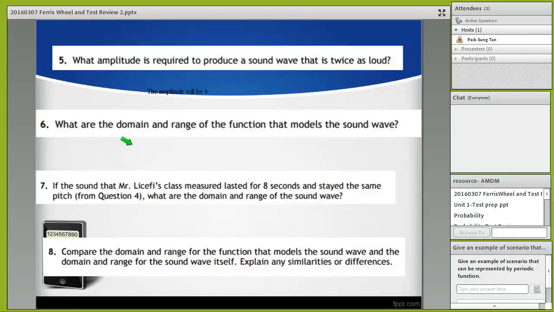What is the domain and range of the function to model the sound wave? For a general sound wave, the domain is the time, right? So all positive real numbers, and the range is positive numbers.